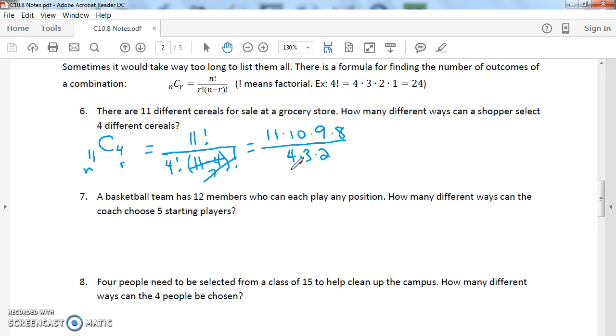But we can use it to partly cancel out with some of the things in the numerator. So let's do that. 4 times 2 is 8. So 4 and 2 will cancel with that 8. And this 3 will partly cancel out that 9. 9 divided by 3 is 3. That leaves us with 11 times 10 times 3. 11 times 3 is 33, times 10 is 330. So our answer here is 330.